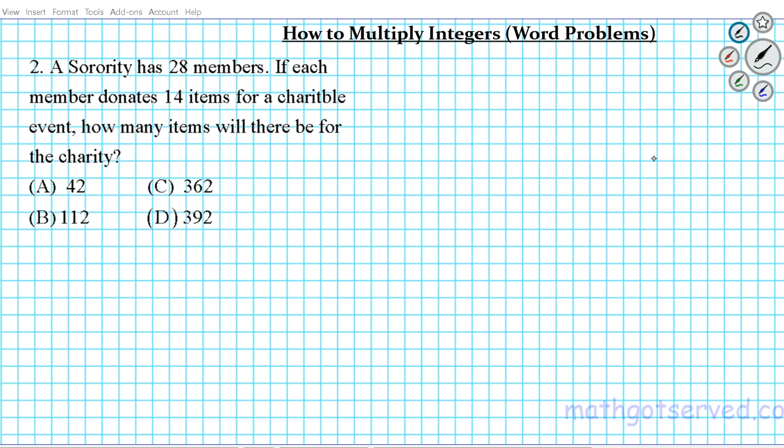Alrighty, let's take a look at number 2. In question number 2, you're assessed on how to multiply integers presented in a word problem format. Question 2 reads, a sorority has 28 members. If each member donates 14 items for a charitable event, how many items will there be for the charity?